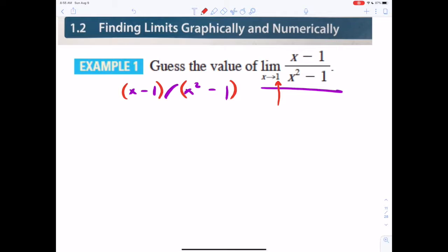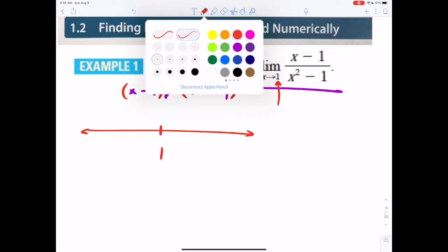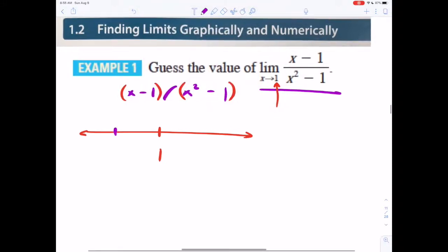So I'm going to draw the number line here. And again, you guys don't have to. This is just for visual purposes. You're going to get really close to 1 on either side. So to help you, what would be to the left and to the right of 1, right? So hopefully you guys said 0 and then 2.